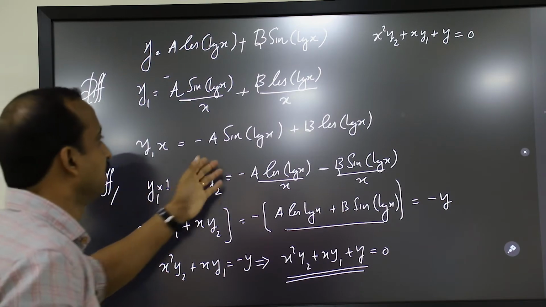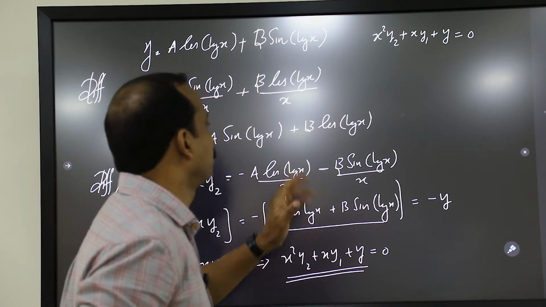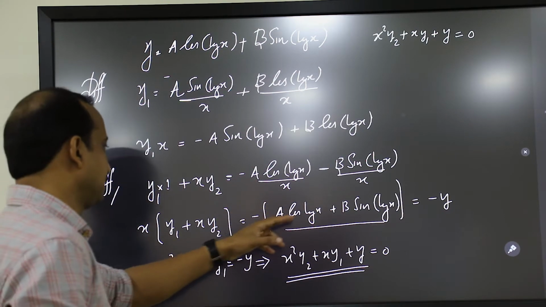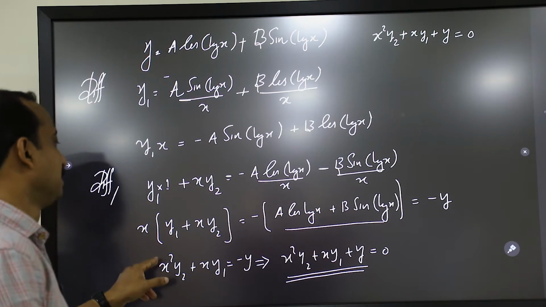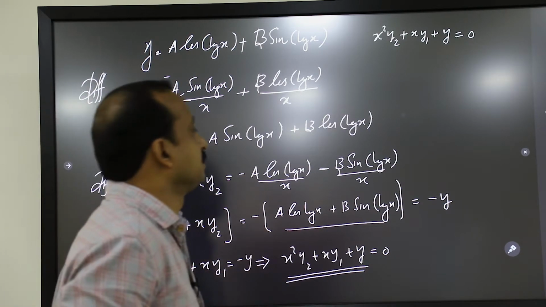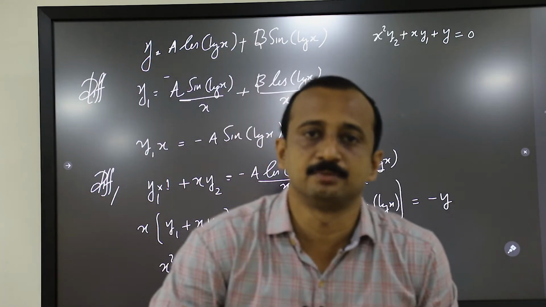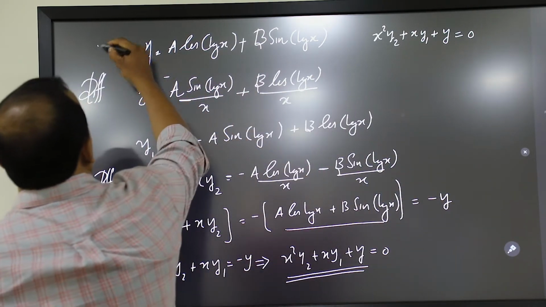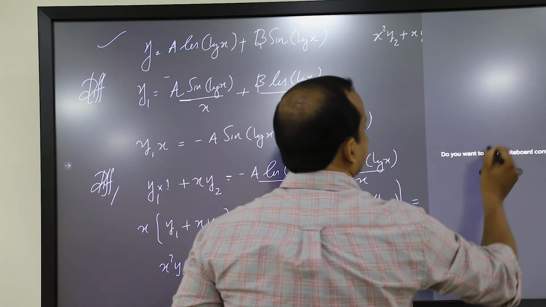That is the second derivative. On the right side we get minus a cos(log x)/x minus b sin(log x)/x. Here x is again cross multiplied to the left side. We get x² y2 plus x y1 is minus y. That means our answer is x² y2 plus x y1 plus y is equal to 0. That's all. It's a very important question. Try to practice it two or more times.